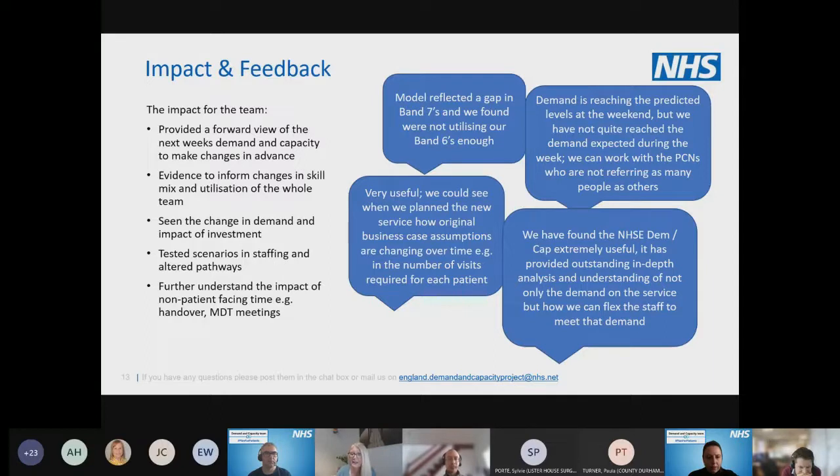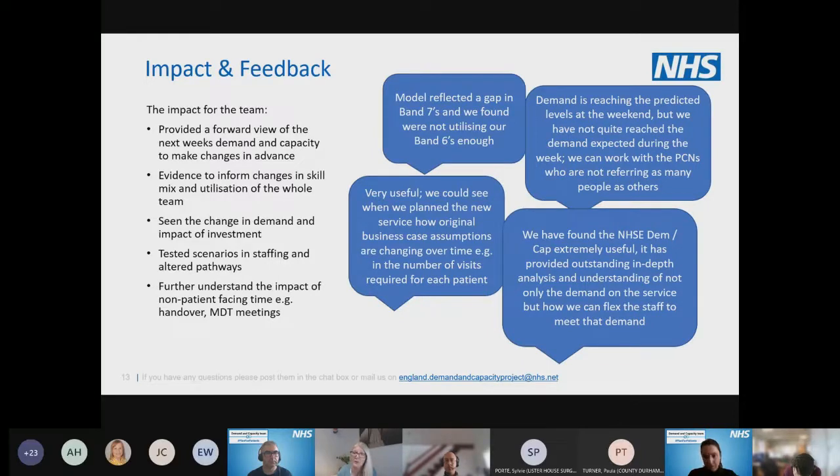And they've seen the impact of the change in demand with the investment, and that's been really good to see. They've seen dramatic increases in the numbers of patients they're able to support across the 7 days, and that's lovely to see. And again, as I said, they've tested scenarios in different staffing configurations across the pathways, which is really helpful. And I think as services, we're forever having to adapt and tweak what we do, and it's a really good way to just check in every now and then to see where you are. And again, they've got a further understanding of non-patient facing time, and we've used that learning a lot across, especially into the new starter light version.